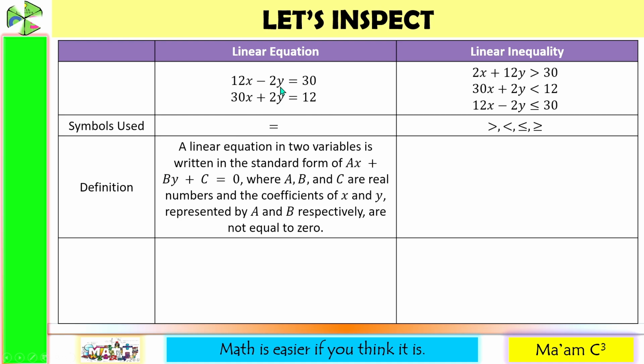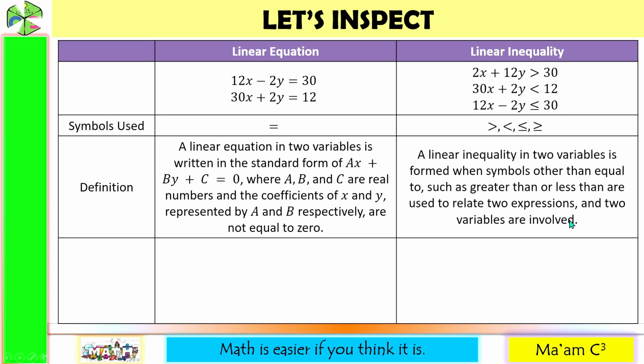The numerical values represented by A and B respectively are not equal to 0. So the coefficients of x and y should not be equal to 0. Now, for the definition of linear inequality in two variables, it is formed when symbols other than equal to, such as greater than or less than, are used to relate two expressions and two variables are involved.